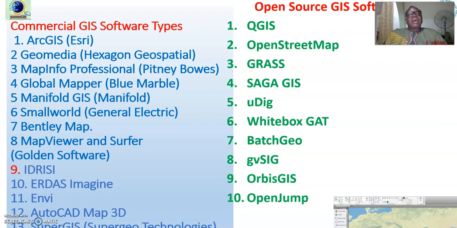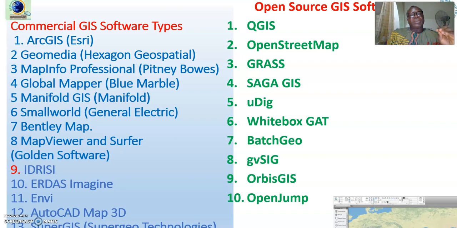These are different derivatives of their software. We also have GeoMedia, MapInfo, Global Mapper, Manifold GIS, Smallworld, Bentley Map, and MapViewer. These are basically vector-based GIS. We're going to understand what we mean by vector and what we mean by raster GIS in subsequent lectures. So we also have raster GIS software.